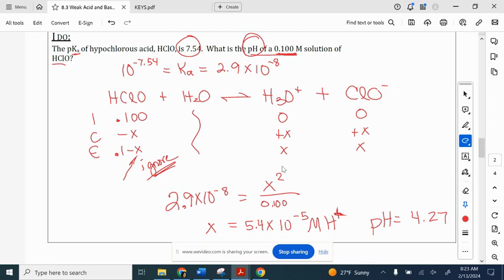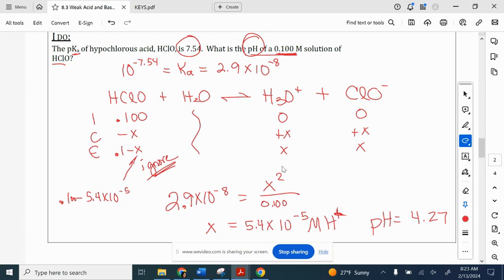Yes, ma'am. Do you have to ignore this value if it's really small, or would it matter? Well, let's just take this into our calculator. If you do 0.1 minus 5.4 times 10 to the minus 5, what is your answer? Not that much different. Exactly. And if you take sig figs into account, it's not even going to show up in that value. So that's why it's okay to ignore this, because it's not going to make a difference. It's like if I get on a scale and I pull a hair out, the scale's not going to register it.